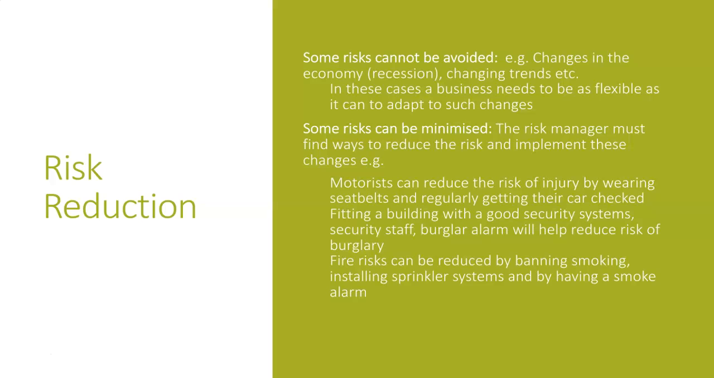For example, motorists can reduce the risk of injury by wearing seatbelts and regularly getting their car checked, and a building can be fitted with good security systems. Security staff and a burglar alarm will help reduce the risk of burglary. Fire risks can be reduced by banning smoking, installing sprinkler systems, and by having a smoke alarm. Those are the risks and how to reduce them in safer ways. So let's move on to the next slide.